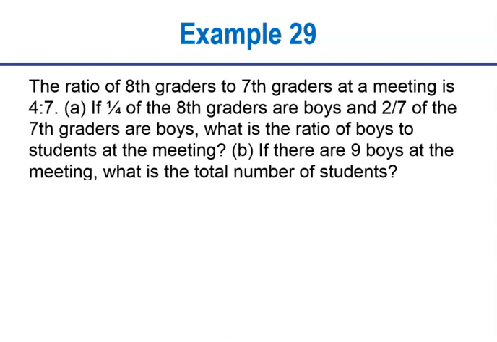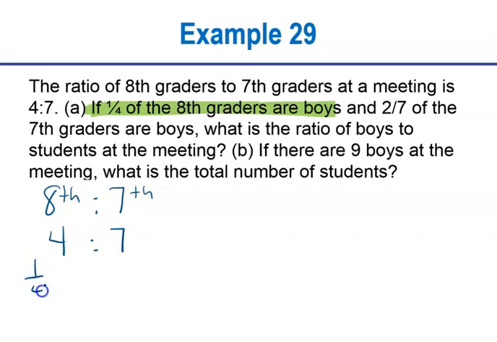So 1/4 of the 8th graders. Now, again, let me remind you, this is 8th graders to 7th graders. And the ratio they gave us was 4 to 7. That's just people, okay? But then it says 1/4 of the 8th graders are boys. 8th graders is on the left. 1/4 of these people are boys.